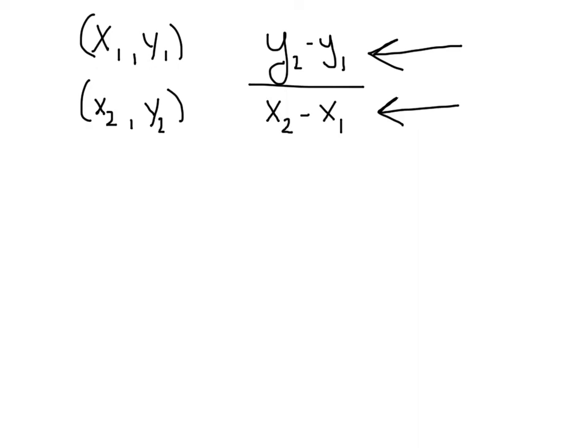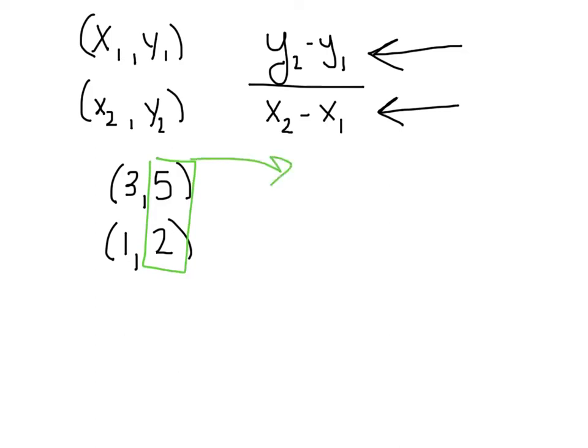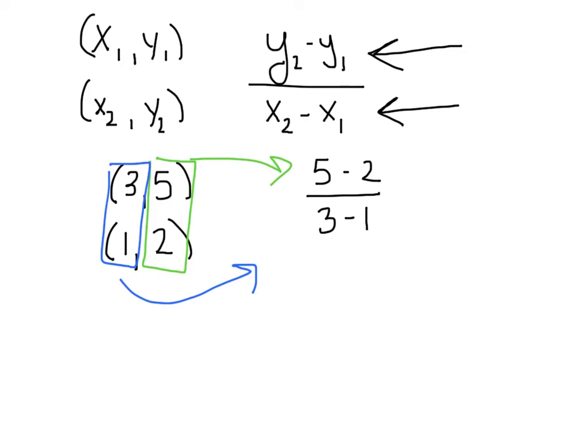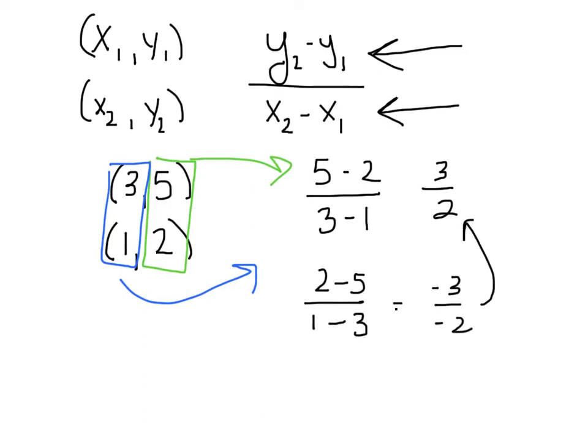Let's do a quick example of what I mean by this. Let's say we have 3, 5 and 1, 2. All we want to do first is subtract your y values on top and your x values on the bottom. So this is how you would do it: 5 minus 2 over 3 minus 1. That gives us 3 over 2, which is our slope. Or you could take 2 minus 5 over 1 minus 3. That gives you negative 3 over negative 2, which also gives you 3 halves.